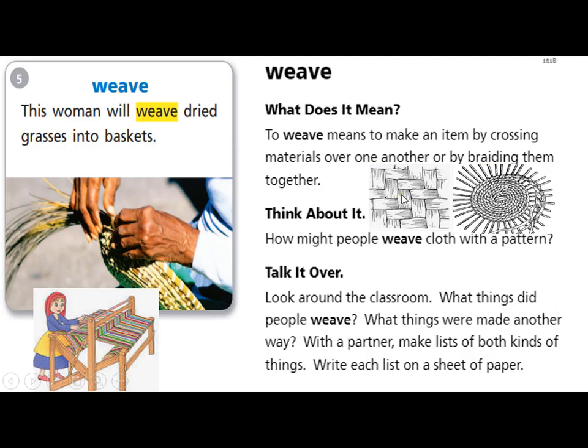So here I have put for you 2 examples. Look here, how they cross the material over one another to make this is called weaving. Crossing material one over the other. And here they are braiding the yarn or strands to make a basket. So this is weaving, to cross materials over one another like here, or braiding them together like here.